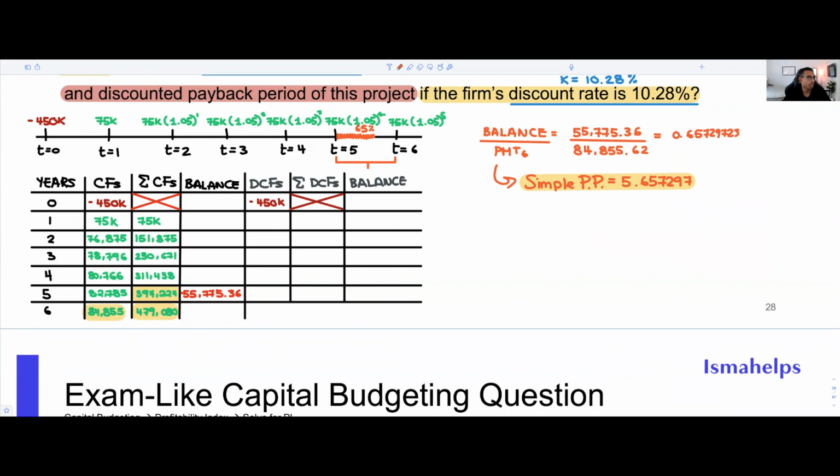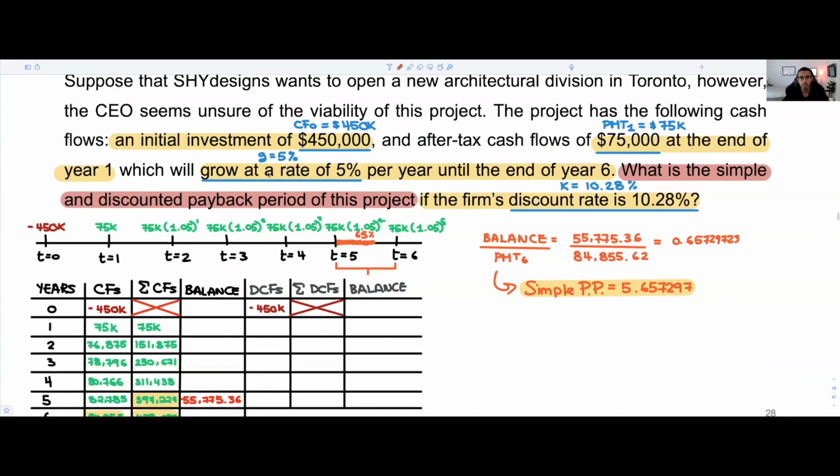So let me highlight something in the question. This could be a trick question that you see on your exam, and in this case, it was a trick question on my part. What I did is that we notice here that it takes us about 5.65 years to just get our money back if we don't discount it. But they're telling you that these cash flows will remain up until the end of year 6. There are no cash flows after.